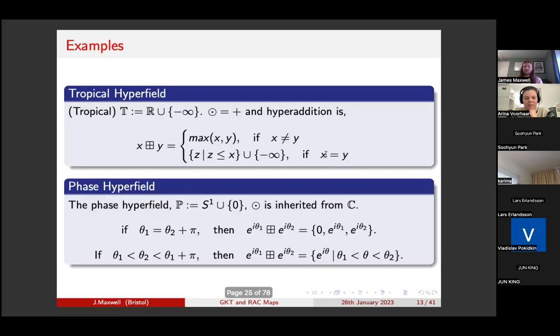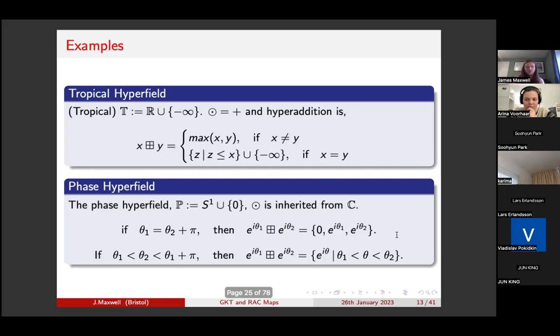Another example here is something called the phase hyperfield. This is the unit circle, union 0. The multiplication is inherited from complex numbers. And what these two statements down here are saying is, if you have 2 points on the unit circle in the complex plane, and they're opposite, they're antipodal points, additive inverses of each other, you get those 2 points and 0. But if they're not opposite each other, slightly closer together, you get the open arc between them. And there are variations of the phase hyperfield where you actually get the closed arc between them rather than the open arc, which I will come on to later.